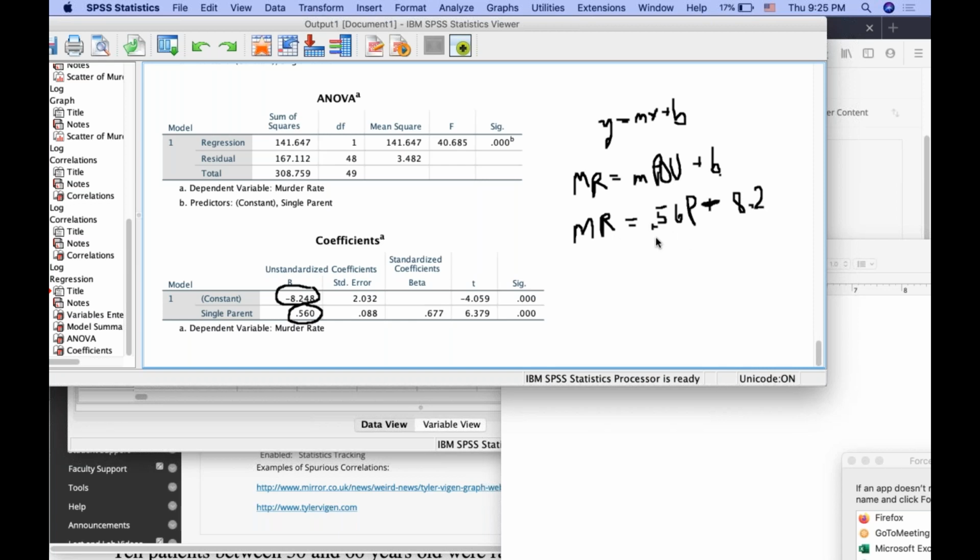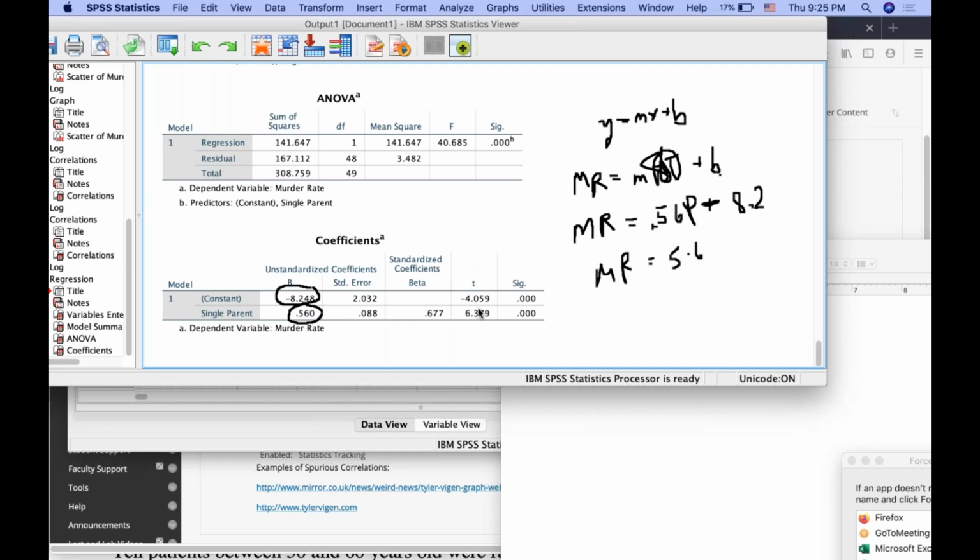Okay, so if I were to tell you there's a state where they didn't give us the murder rate, we don't know what the murder rate is, but the single parent household rate is 10%. What do we think the murder rate is? We think the murder rate is going to be 0.56 times 10, which is 5.6, minus 8.2.